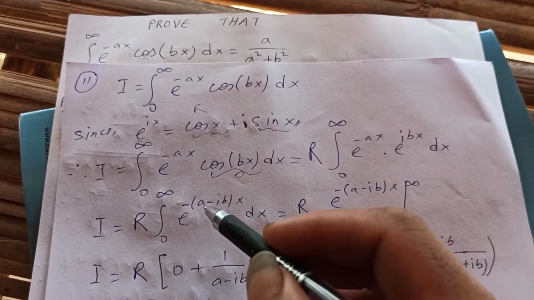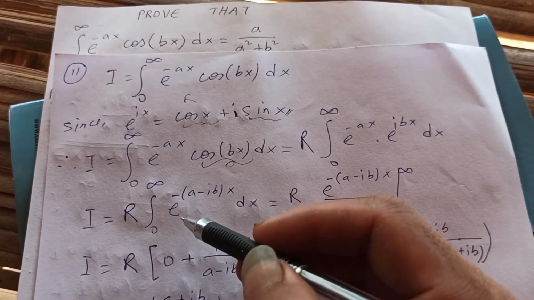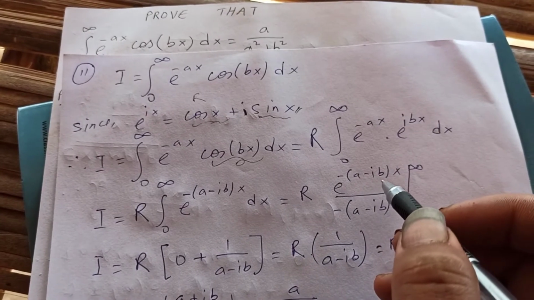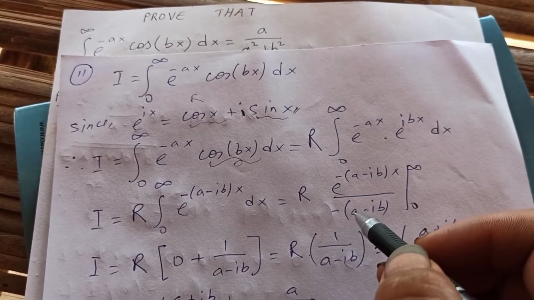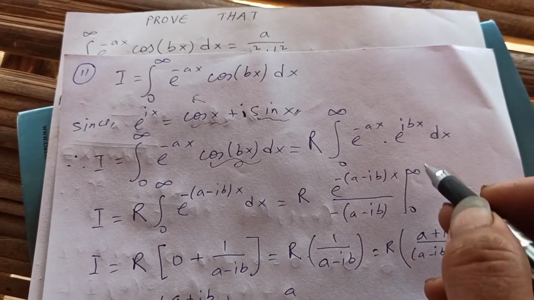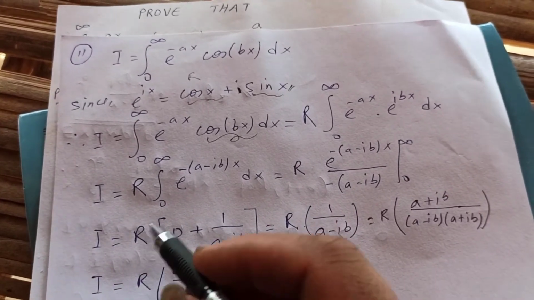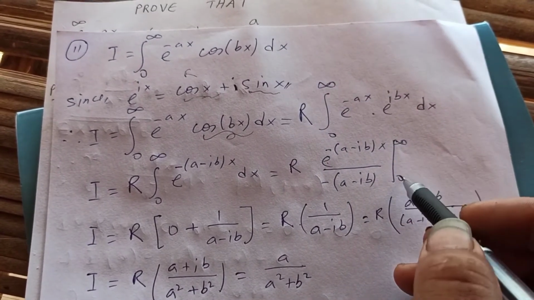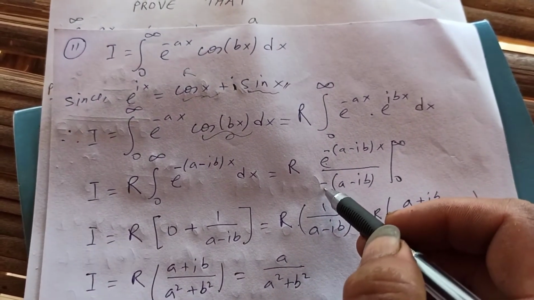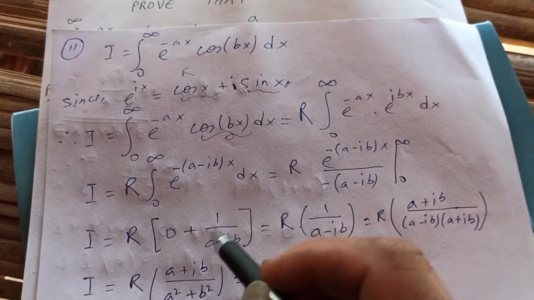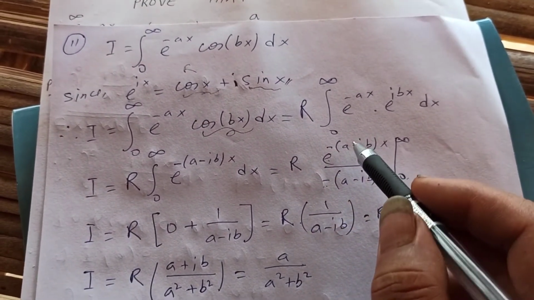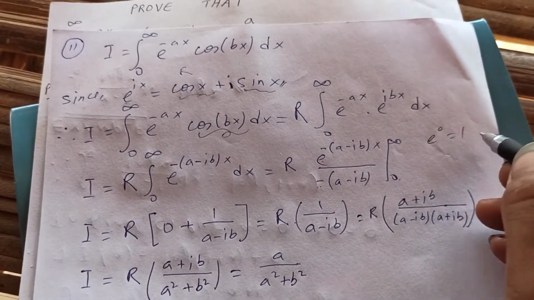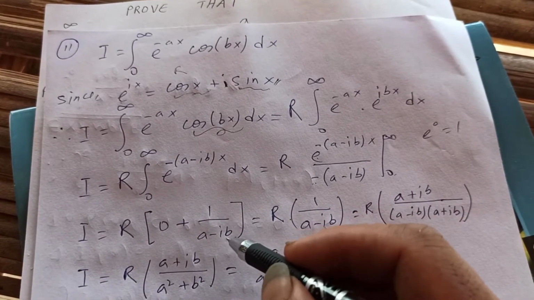The integration of the exponential will be e to the negative (a minus ib)x over negative (a minus ib), from 0 to infinity. So I is the real part of this. If you put in infinity, e to the negative infinity is 0, and the minus and this minus become positive. At 0, e to the 0 is just 1. That's why we get 1 over a minus ib.